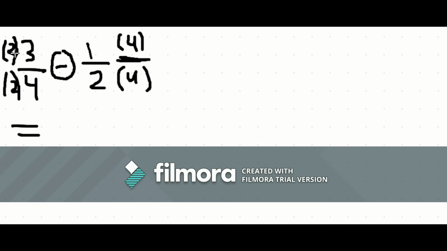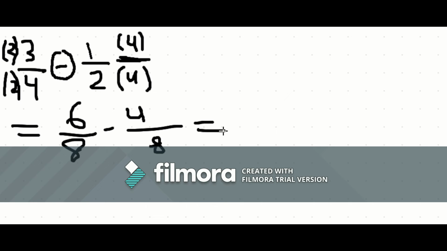So I'm going to see that 2 times 3 is 6, and then 2 times 4 is 8, and then minus, because we have a minus sign here, 4 times 1 is 4, and then 2 times 4 is 8. So now that you have a common denominator, you can subtract 4 from 6, so you have 2, and then over 8. Now, you can even simplify this problem even further.